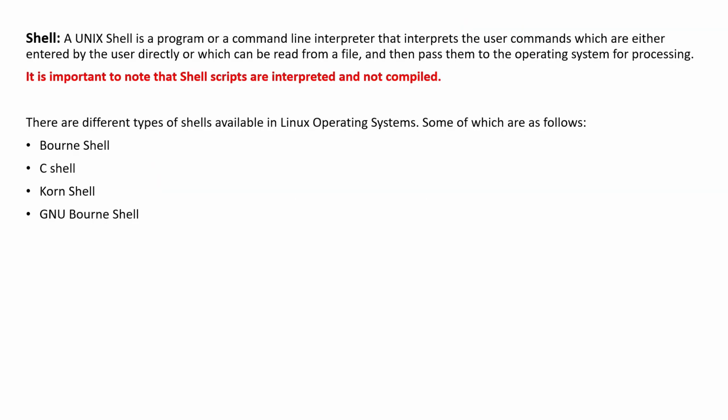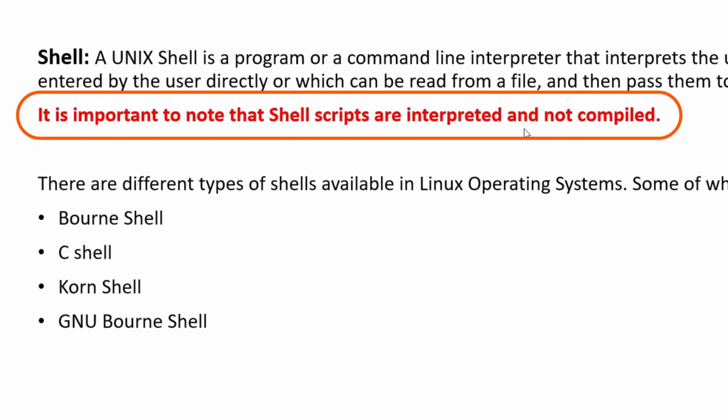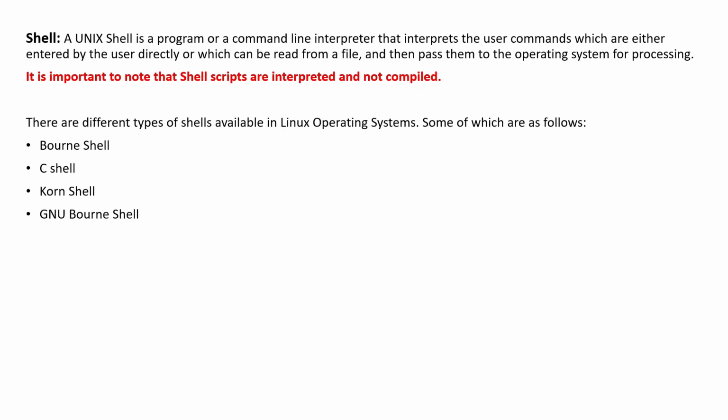So now the question arises, what is a shell? A shell is a program or a command line interpreter that interprets the user commands which are either entered by the user directly or which can be read from a file, and then it is passed to the operating system for processing. Now it is very important to note here that shell scripts are interpreted and they are not compiled, as the computer system interprets them, and there is not any need to compile shell scripts in order of execution.